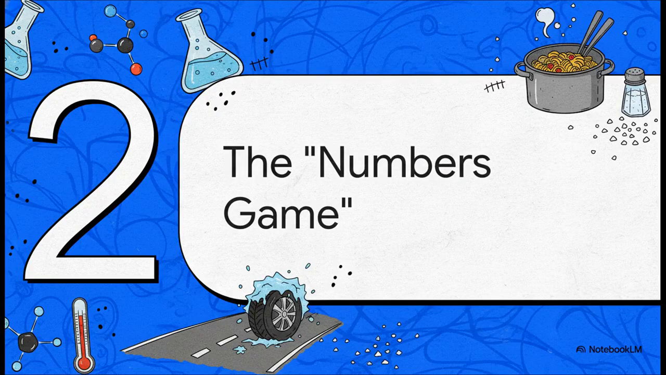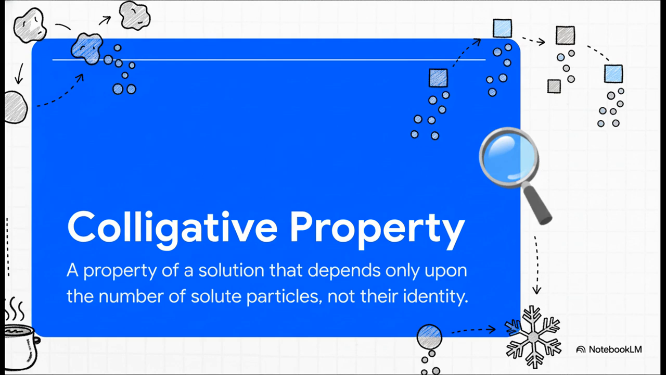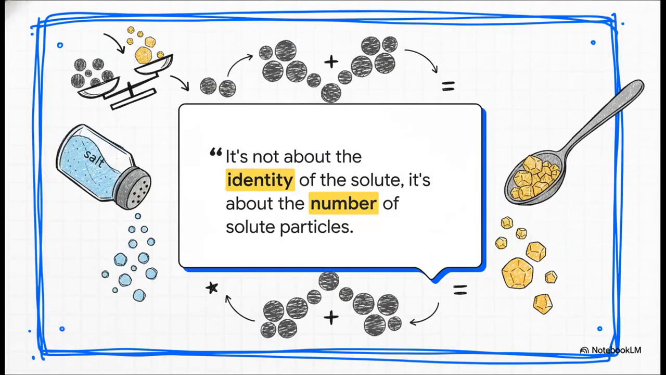So let's get right to the heart of it. We're going to call this the numbers game rule. Now, the official name is a little more scientific, but the idea behind it is surprisingly simple. And here it is. The fancy scientific term is a colligative property. But the most important part is right there on the screen. It's a property that depends only on the number of particles you dissolve in a liquid, not what those particles actually are.